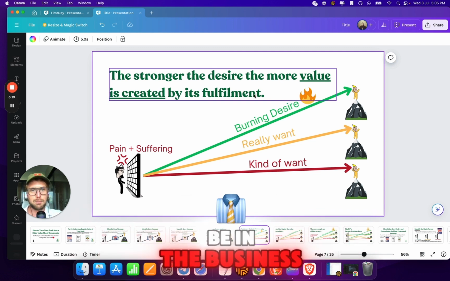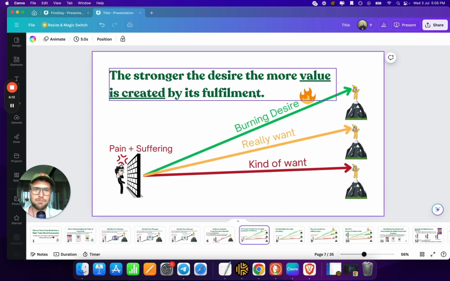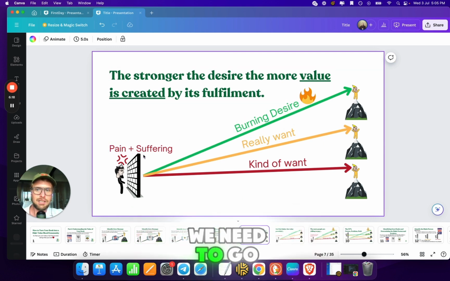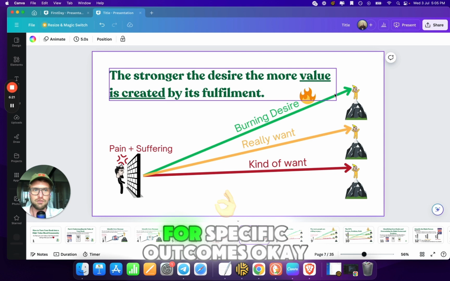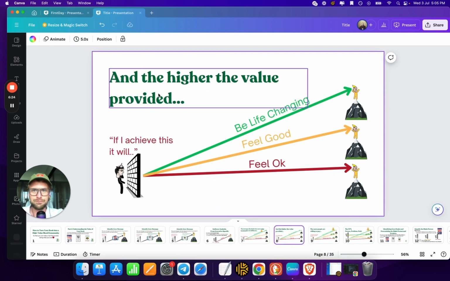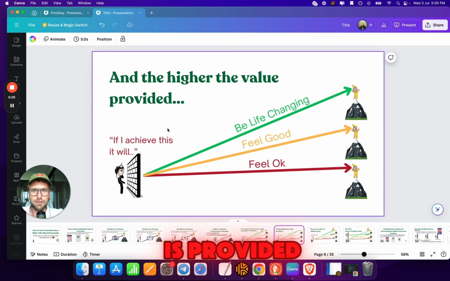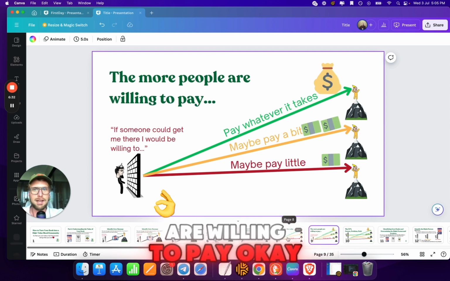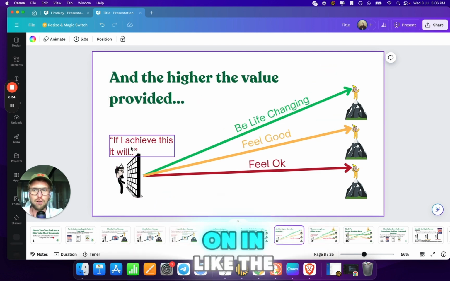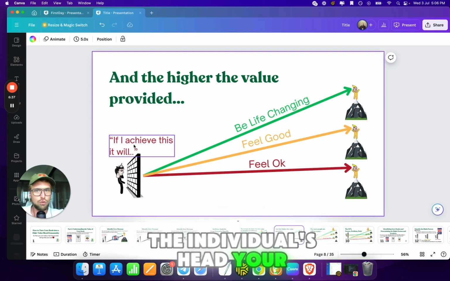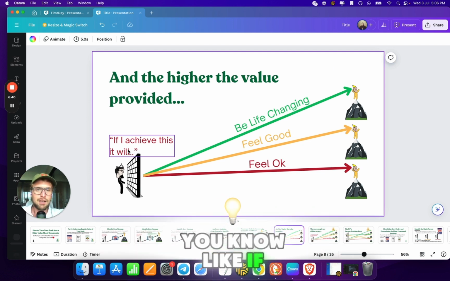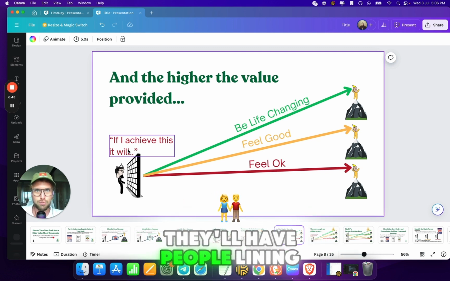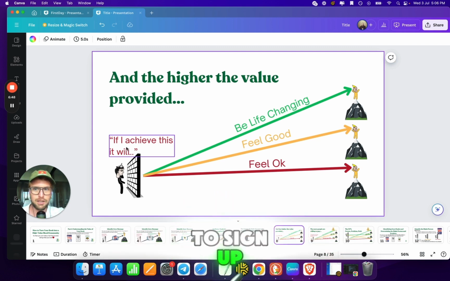Okay, so if we want to be in the business of creating valuable things, first principles thinking, we need to go after people who have burning desires for specific outcomes. The higher the value that is provided, the more money people are willing to pay. So you can sort of see what's going on in the individual's head, your reader's head. If you really get this right, your books will fly off the shelf. Your communities, they'll have people lining up out the door to sign up.